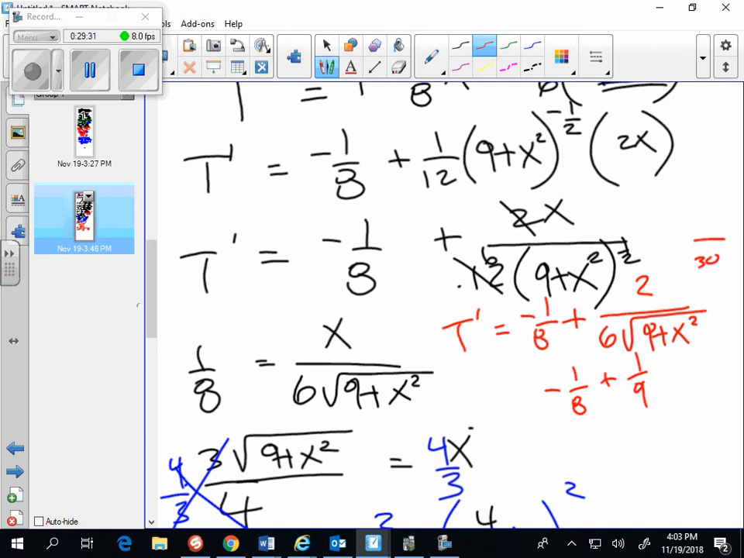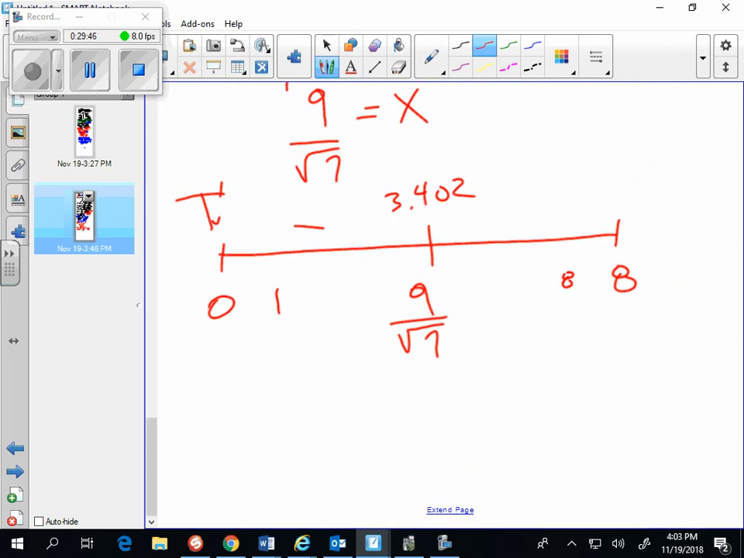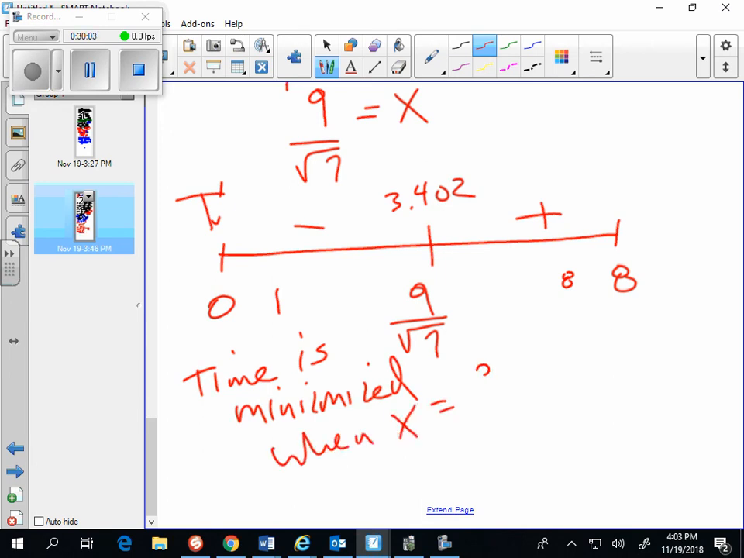And on top, remember I'm plugging in a 4. I've got 4. 4 over 30 is 2 over 15, which is 1 over 7.5, which is bigger than 1 over 8. And so I do have a positive value over here. So yes, I do have a minimum. Time is minimized when x equals 9 over root 7 meters.